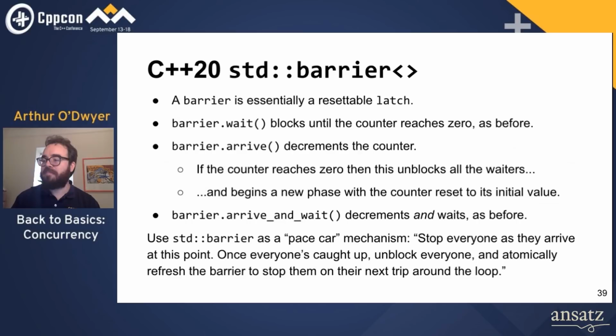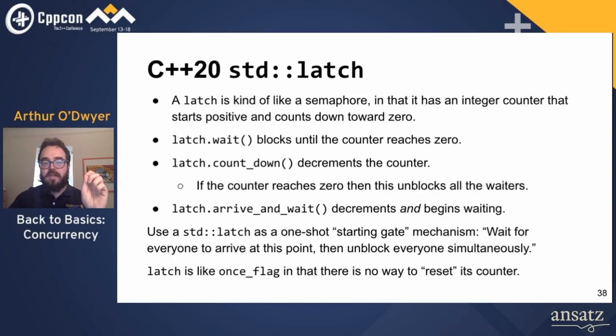What's the difference between blocking these threads and then letting them go versus joining them? Two things. Number one, join blocks the thread that calls join until another thread finishes. A latch, you call latch.wait from the thread that's running, right? Not the main thread, but the thread that's going around. And it blocks that thread until some other thread also gets to that point, or also to latch arrive_and_wait, and then lets them all go.